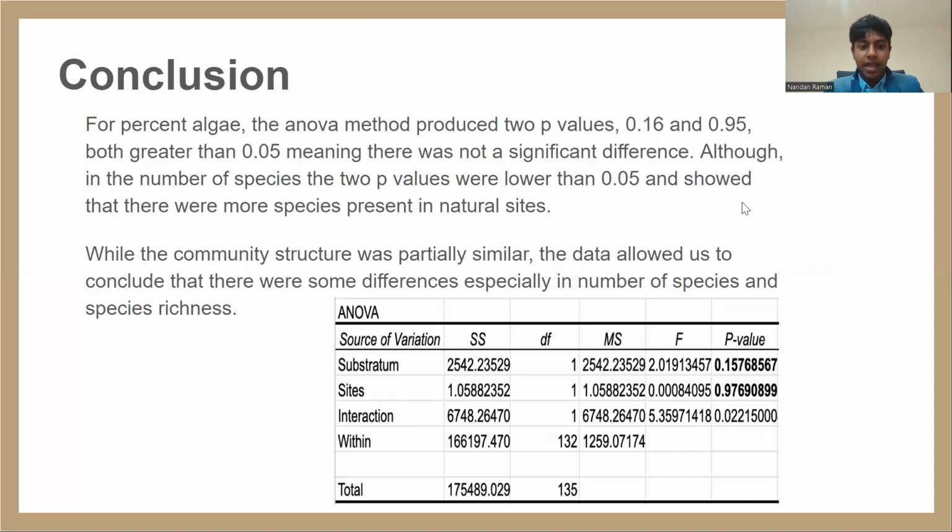Conclusion. For 4% algae, the ANOVA method produced two p-values, 0.16 and 0.95, both greater than 0.05, meaning that there was not a significant difference, although the number of species in the two p-values were lower than 0.05 and show that there were more species present in natural sites.